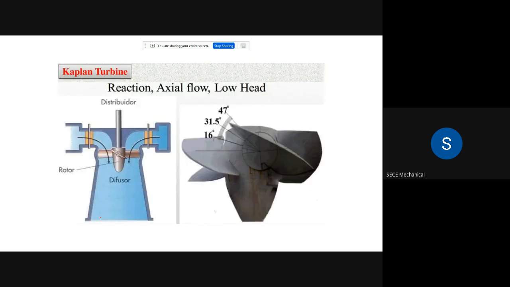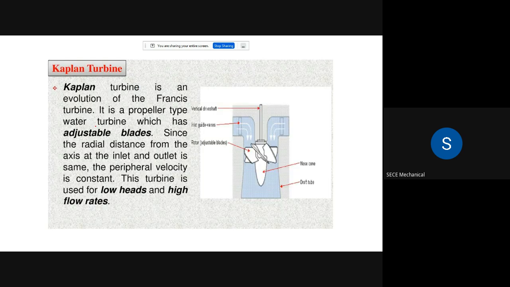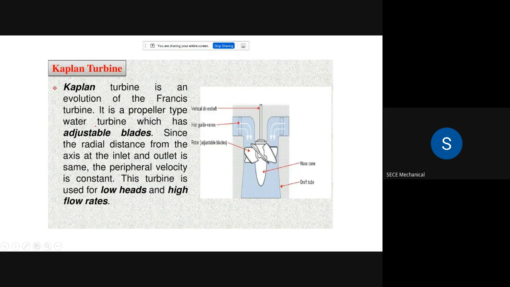Radial inlet, axial outlet. In axial flow, the flow of the water will be in the axial direction, right? This kind of flow, the best example is called a Kaplan turbine. This Kaplan turbine is suitable for low heads and has adjustable blades. So this is for turbines and pumps.